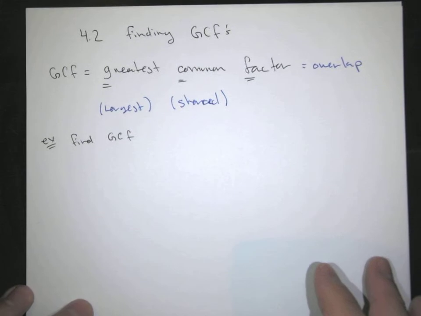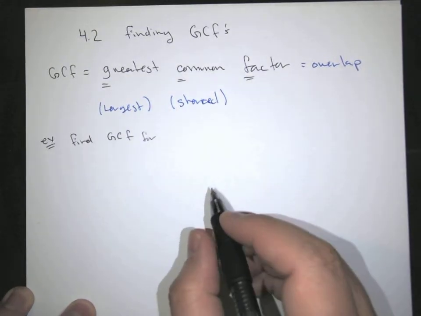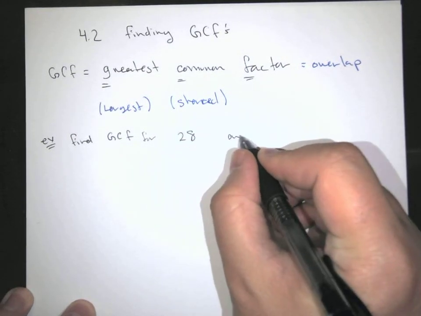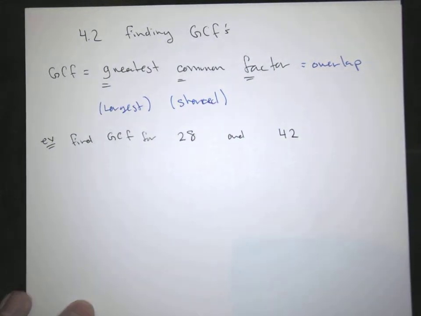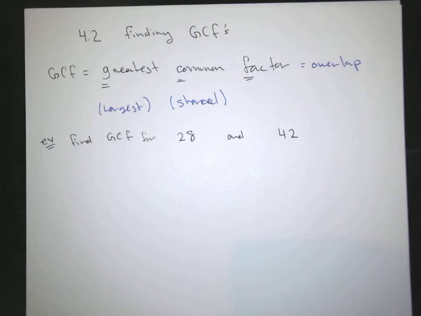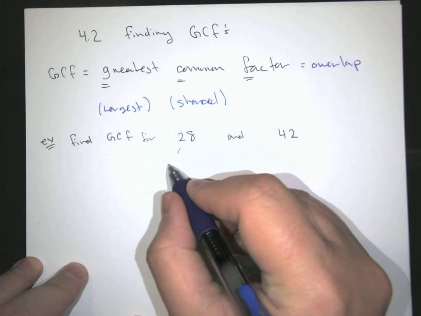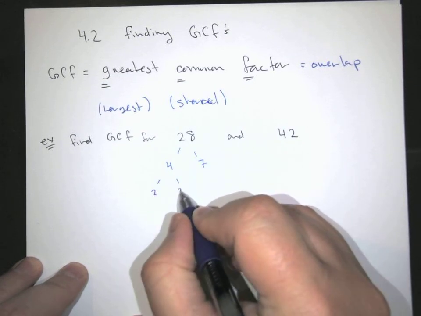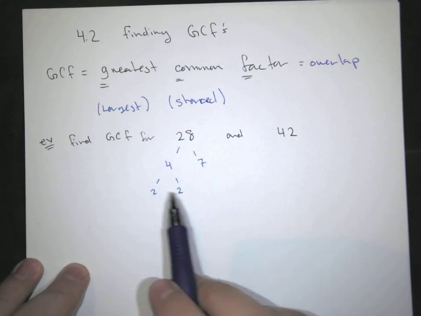So, for example, let's find the GCF for, I don't know, 28 and maybe something like 42. Relatively random numbers. We'll start by doing our breakdowns. 28 would be 4 times 7. 7 is a prime. 4 is going to break down as 2 and 2.